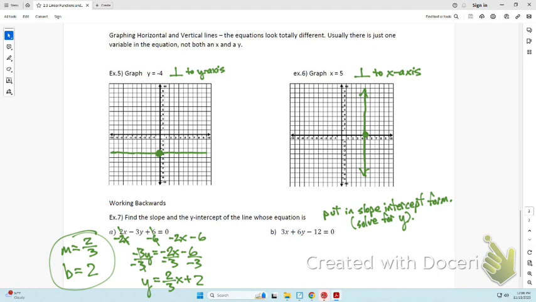Part B is very similar, just different numbers. So let's move the 12 to the right side, and let's move the 3x to the right side. So now we have 6y equals -3x plus 12. Divide everything by 6, and you can see the slope and the y-intercept. So our slope is -1/2, and our y-intercept is 2 again.